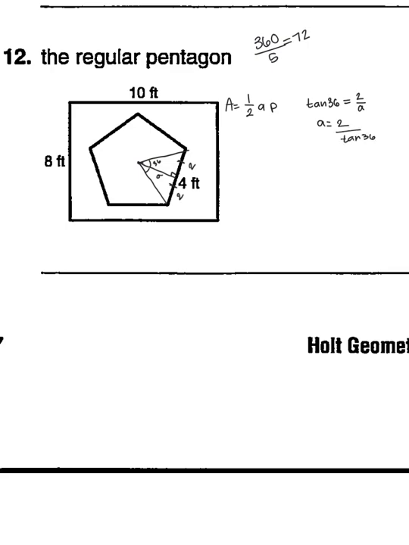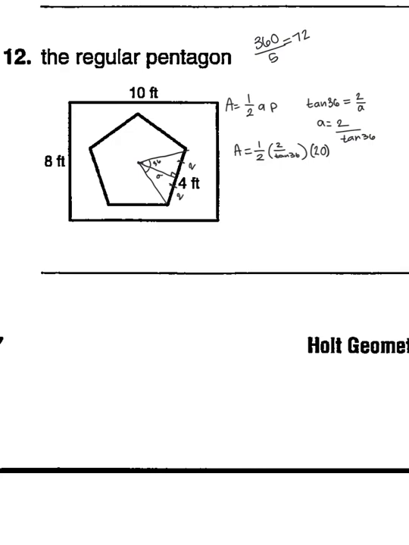Now, I'm going to keep that in exact form, because if you round first and then plug it in, your answers are going to be off. And even if it's off by 100th or 1/10, it's still going to be incorrect. So keep it in exact form until the very end. So the area is going to be 1/2 times my apothem, which is 2 over tangent 36, times the perimeter, which is just 4 times 5, right? And that's just going to be 20. Okay, so we have the area of the pentagon.